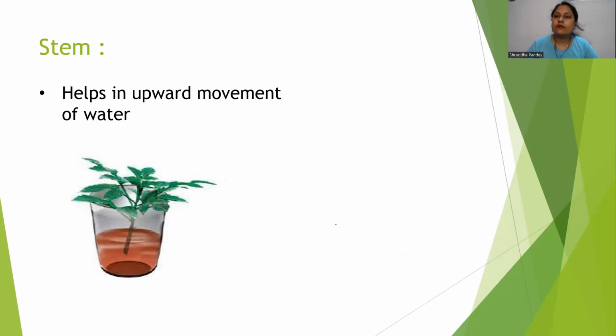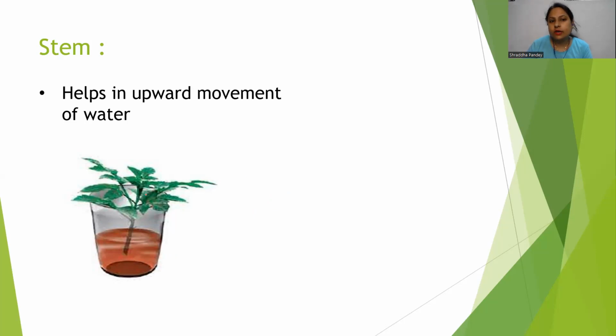Now, what is the role of stem? We have seen different parts of the plant: root, stem, leaves, flowers, fruit, bud. So these are different parts of the plants. What is the role of stem? To find the role of stem, we will do one activity. We will take a glass of water. In that glass of water, I will add some colored substance. So this water in the glass becomes a color solution.